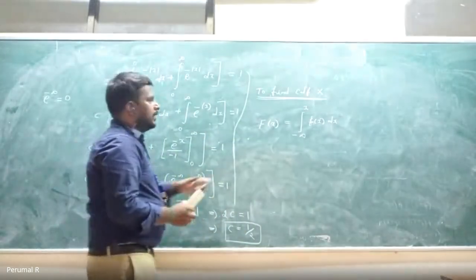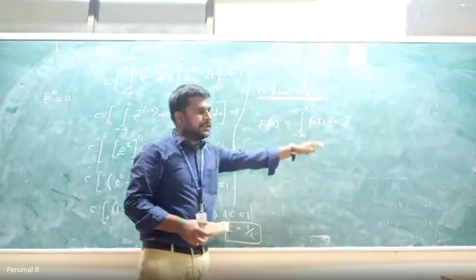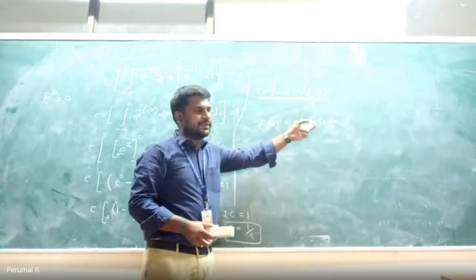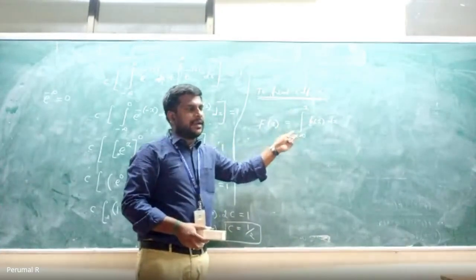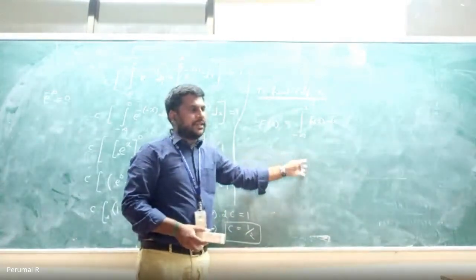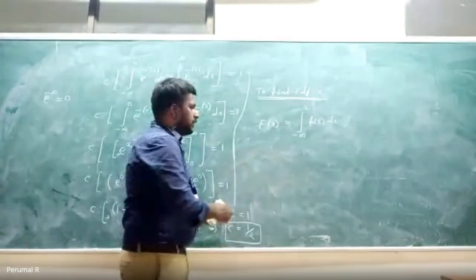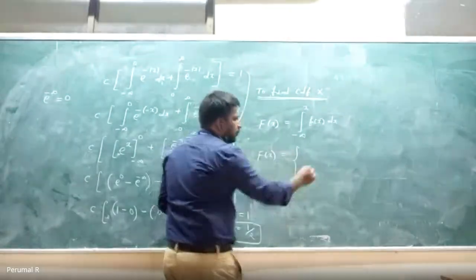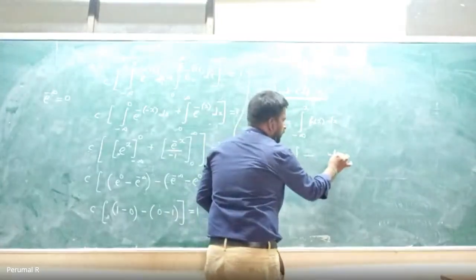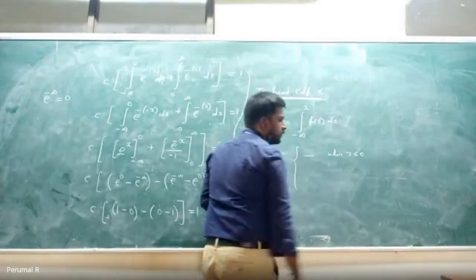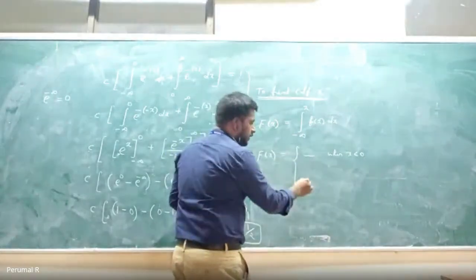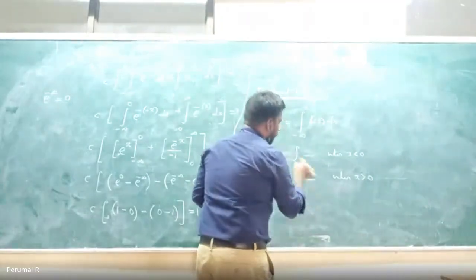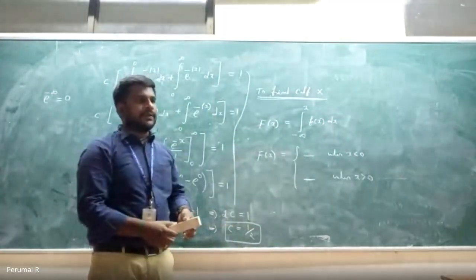So here x is defined in the interval minus infinity to infinity, but your function has modulus x. Since the function has modulus x, the interval is broken into minus infinity to 0 and 0 to infinity. That's why you should find the cumulative function for two cases. What is your cumulative function when x is less than 0, and when x is greater than 0? These two cases you have to find out.